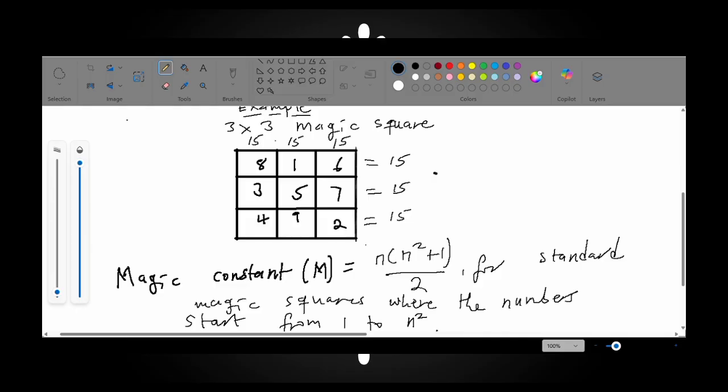And let us look at the diagonals as well. So let's consider this diagonal. This diagonal, you're going to add 8, 5, and 2. And 8 plus 5, we're going to get 13, plus 2, which is 15. So this diagonal gives us what? 15. And for this other diagonal, we have the entries 6, 5, 4, right?